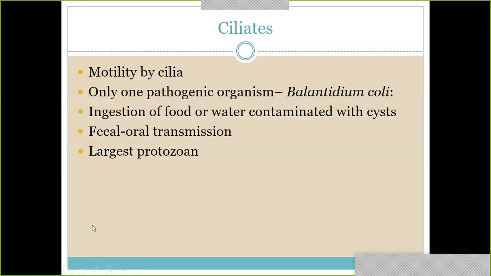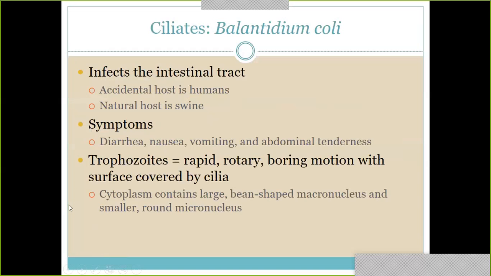All right, moving to ciliates, there's only one ciliate that you're going to have to remember, and it's the only one that's pathogenic, and that's Balantidium coli. Again, fecal-oral transmission coming through contaminated food or water. It is the largest of the protozoan classification of parasites. It's a very large parasite. And of course, it's going to move by cilia. So as a result of fecal-oral transmission, you know it's going to infect the intestinal tract and cause diarrhea. We kind of get that.